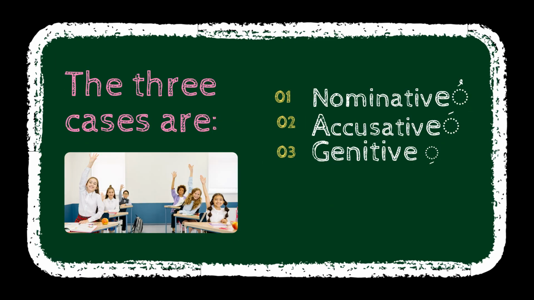These cases are nominative, accusative, and genitive. And these English names are the official names of these cases in English. So whenever you see a book explaining Arabic grammar in English, you will see these terms. But of course, in this video, we will mention the English and the Arabic terms.